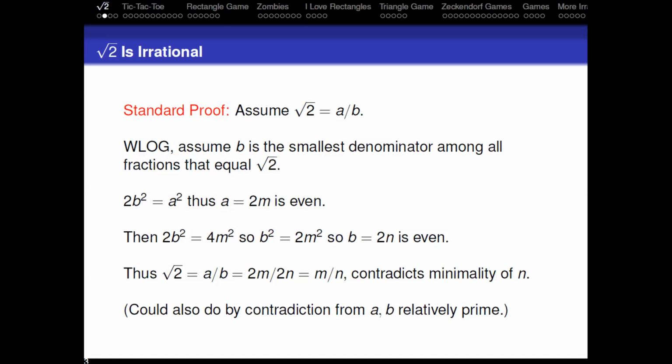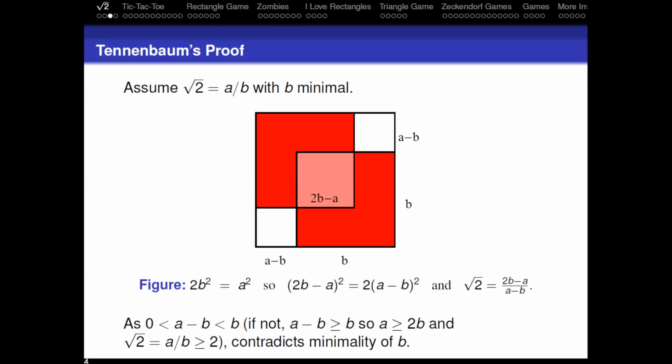Okay, any questions on the standard proof? No. Okay, so now here's a geometric proof. And this goes back to Tenenbaum in the 1950s. Imagine the square root of 2 equals a over b, where b is minimal.